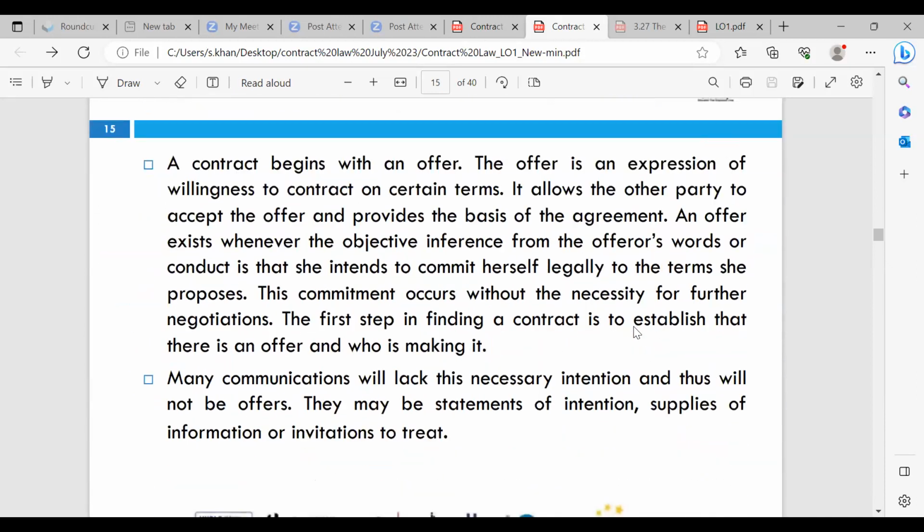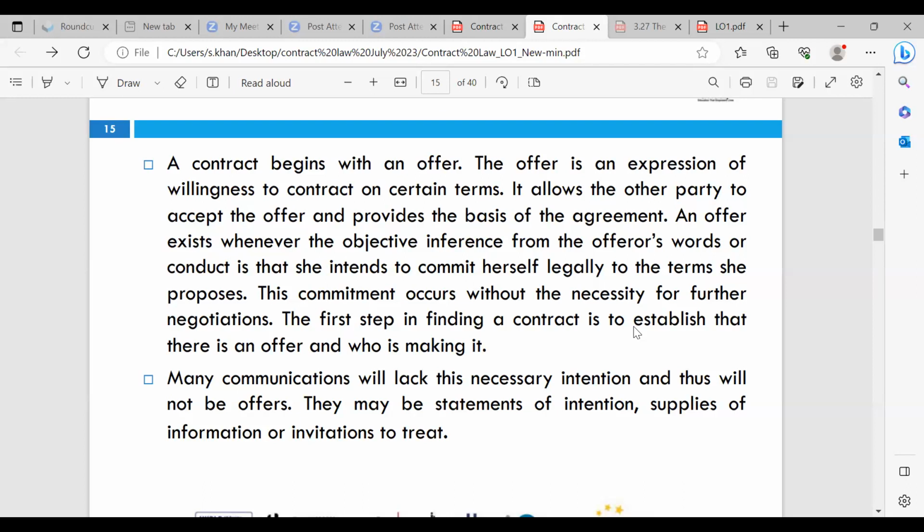So a contract begins with an offer. The offer is an expression of a willingness to contract on certain terms. So that is an offer: for me to say I'm willing to get into a contract for a lease, for a finance car, and there are certain terms that need to be applied to it, okay? It allows the other party to accept the offer and provides the basis of an agreement.